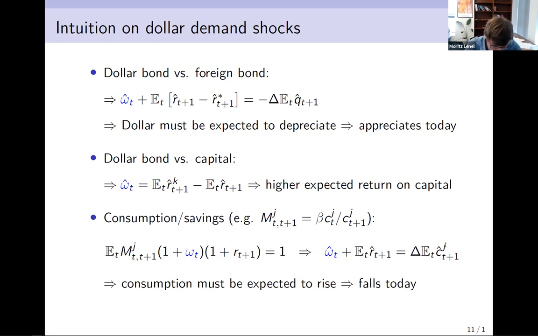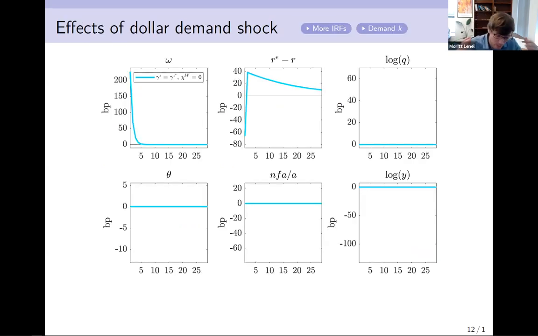The higher savings motive leads to a decline in demand today that leads to a recession and then rationalizes this higher consumption growth going forward. So these three mechanisms, where everywhere the dollar demand shock enters, are key to see why our model now can get the co-movements right as we see them in the data.